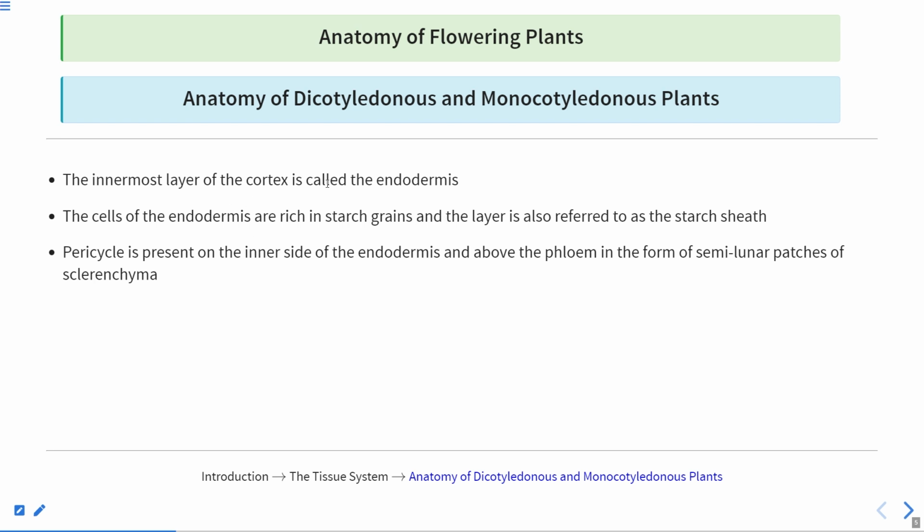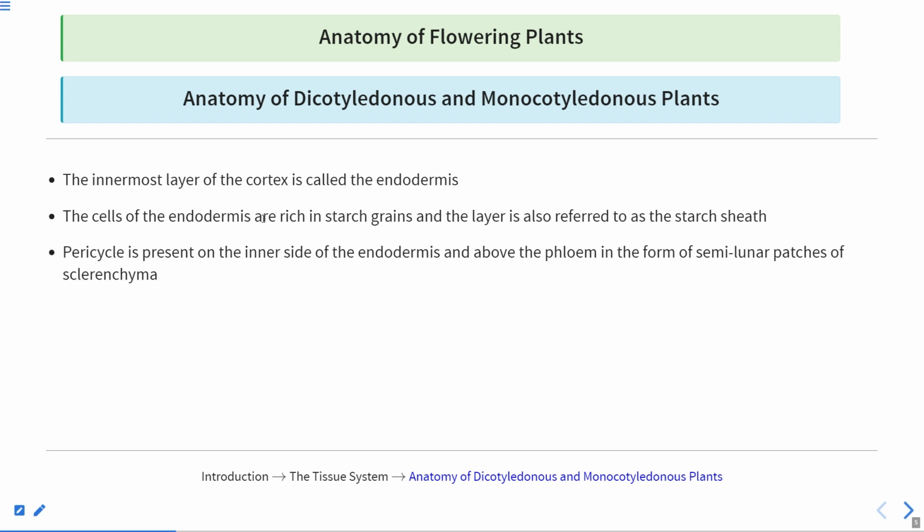The innermost layer of the cortex is called the endodermis. The cortex region starts from the collenchyma, that is the hypodermis, just below the epidermis. And what is present just below the epidermis? Hypodermis cells, which are made up of collenchyma. The innermost layer of the cortex is the endodermis, the layer present outside the pericycle. So starting from the collenchymatous cells, the hypodermis, up to the endodermis, it constitutes the cortex region.